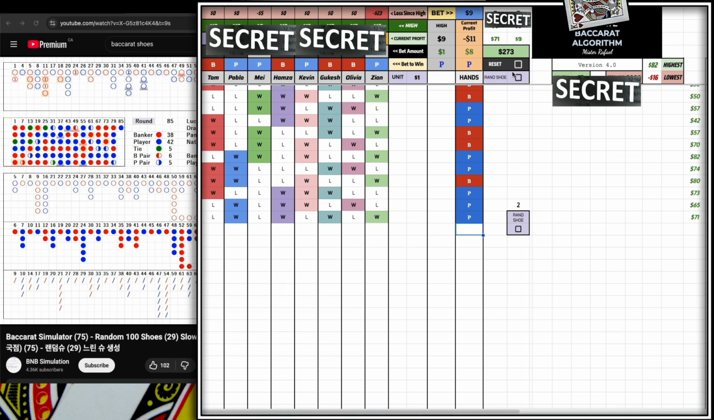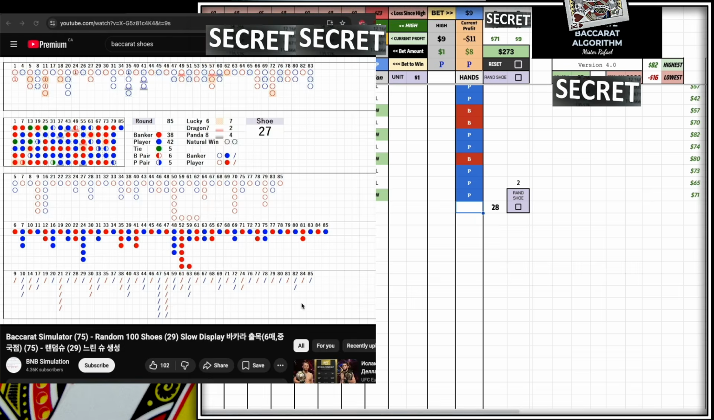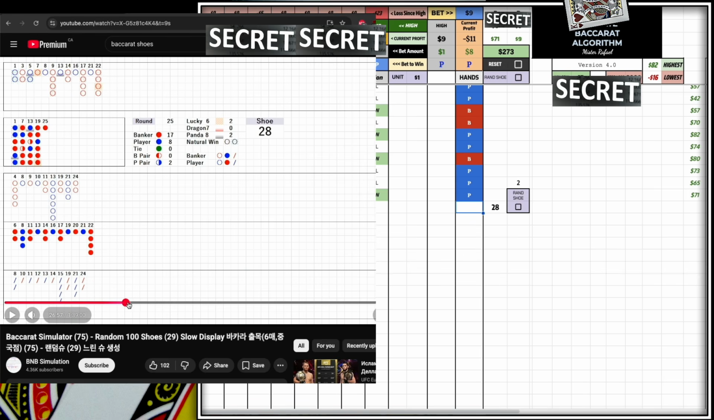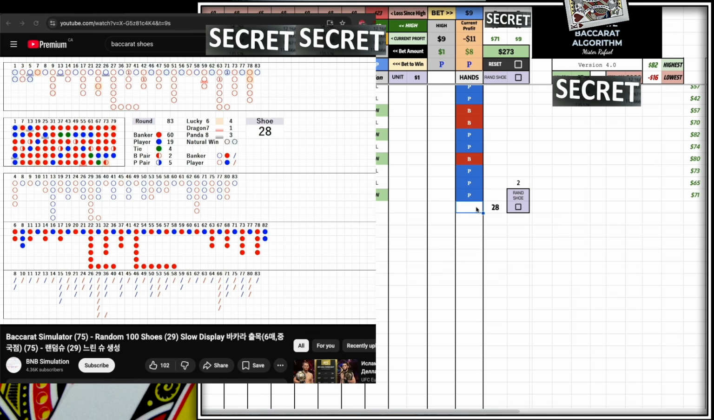Shoe 27, currently sitting $71 in profit. Highest was $82. Lowest minus 16. Next bet is $9 on player. Shoe 28, we'll start from here. Whoa, look at this banker heavy shoe. Oh my goodness. Player did not drop since column 5 right here, and it's all banker. That is insane. All right, let's see what happens.